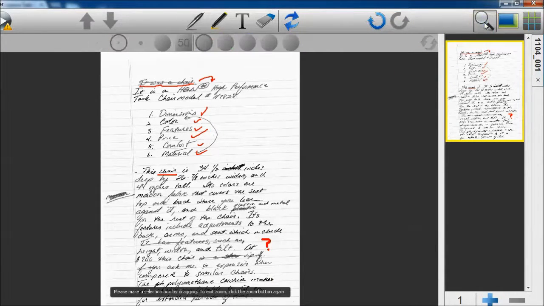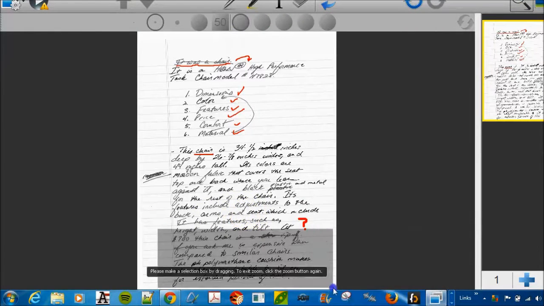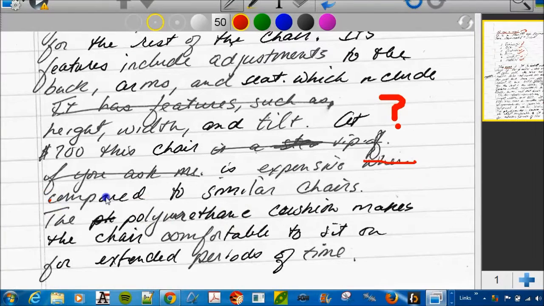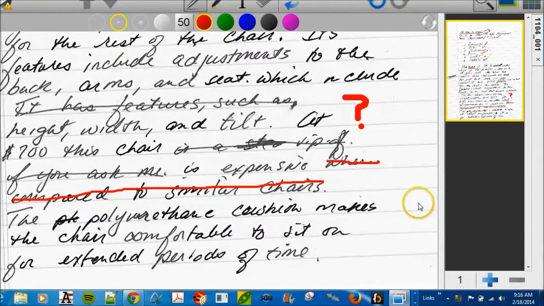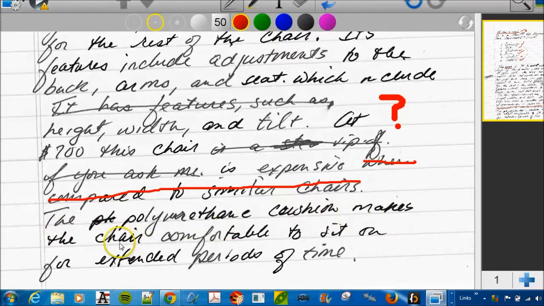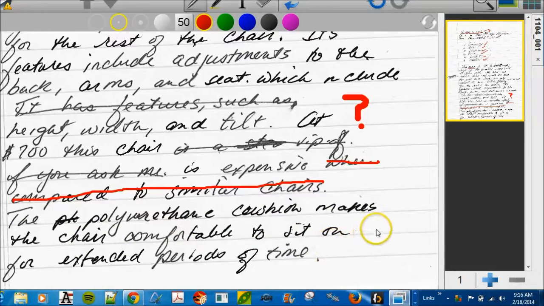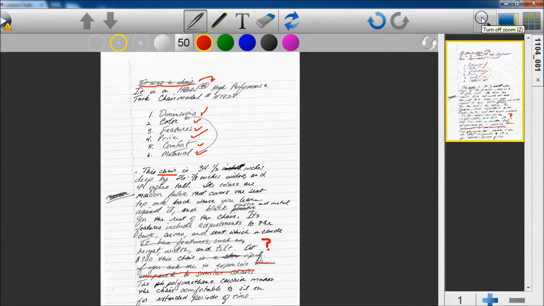One of the things I did find out is, it seems $700 is expensive, but it does come with a lifetime warranty, although that doesn't cover the adjustment levers, which one would think would be what would break. Most people think that $700 is expensive for a chair. But since I didn't compare it, I probably should remove that. Now, the polyurethane cushion makes the chair comfortable to sit on for extended periods of time. That's not really a lot there.